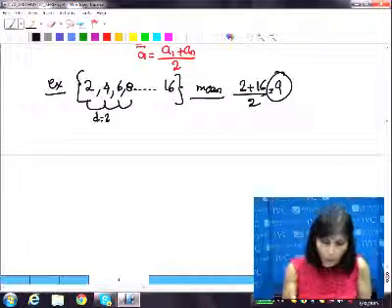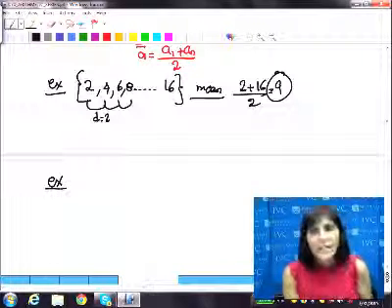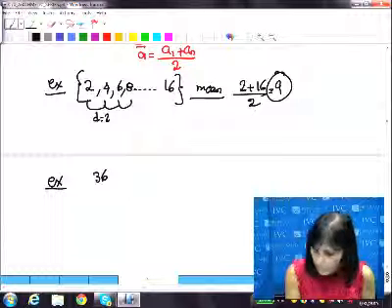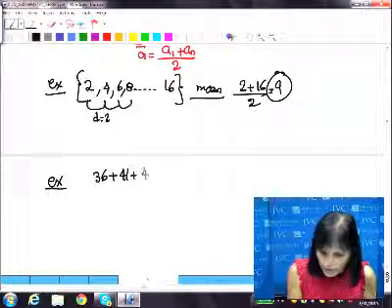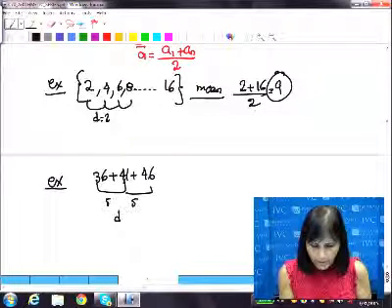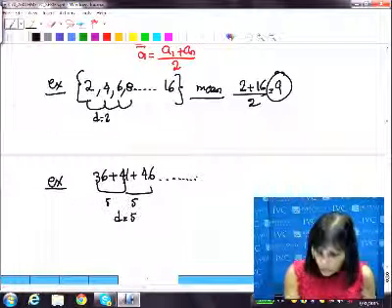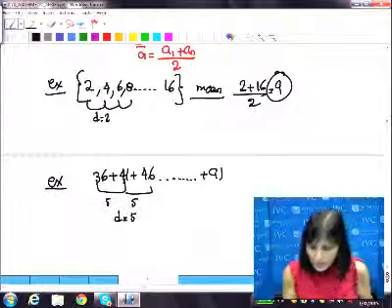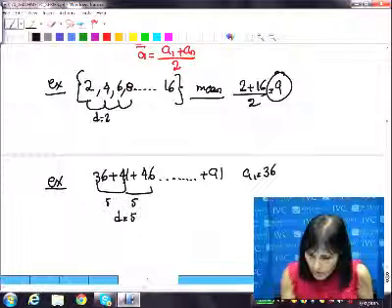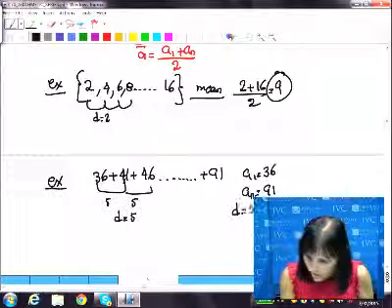Or another problem might be, they give you a bunch of things and they say, okay, find Sn, the sum. Well, let's say I have something like 36 plus 41 plus 46. What am I doing? This one is always 5, right? So my d is 5. And I go all the way to plus 91. So what does that mean? My a1 is 36. I don't need anything else. And my an, the last one, is simply 91. And I also know d is 5.